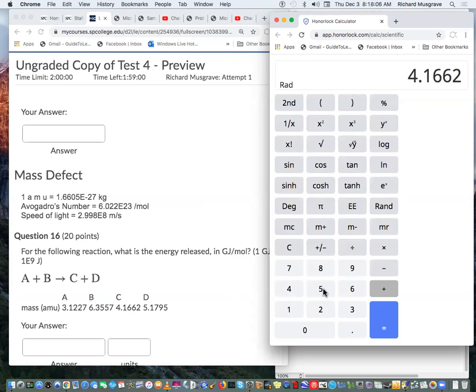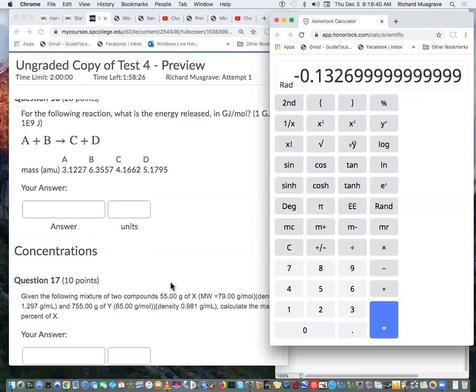4.1662 plus 5.1795 minus 3.1227 minus 6.3557. So you can do this all at once. See, it comes out as a negative value, which is what you expect here. But I would just ignore the negative value from this point. Or if you want to, you can change it to positive, but there's really no need.